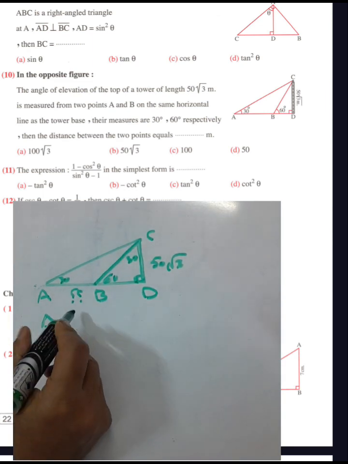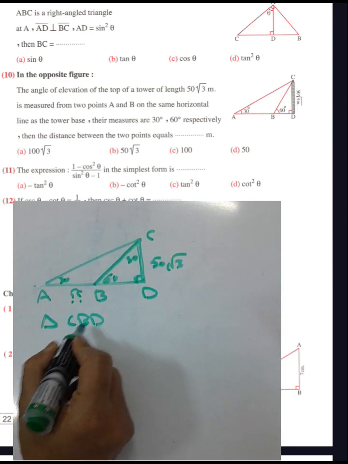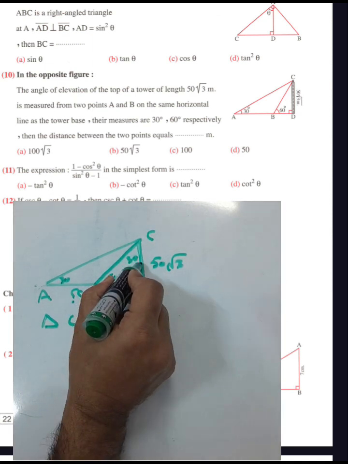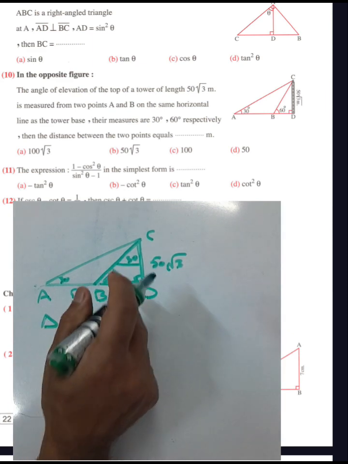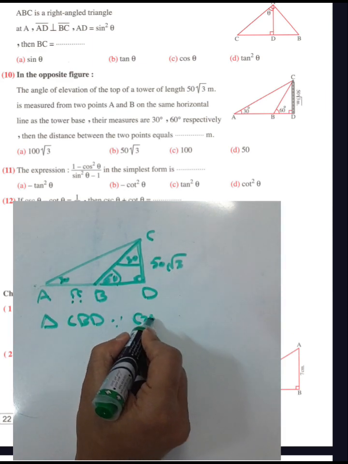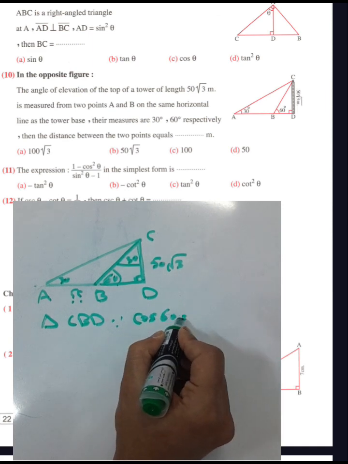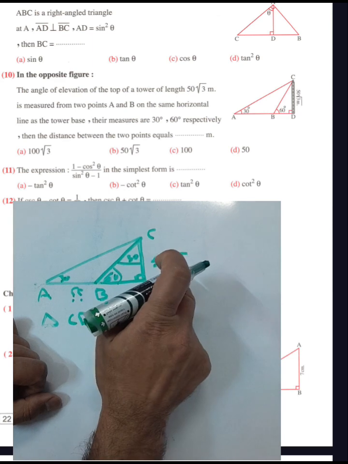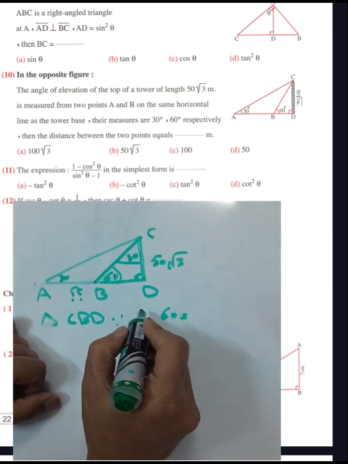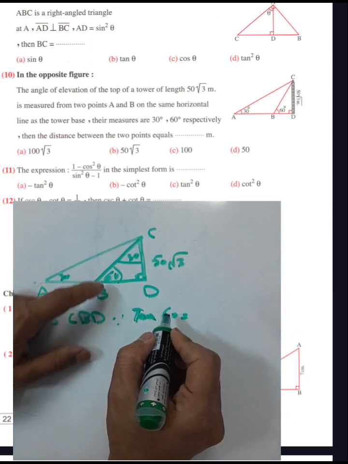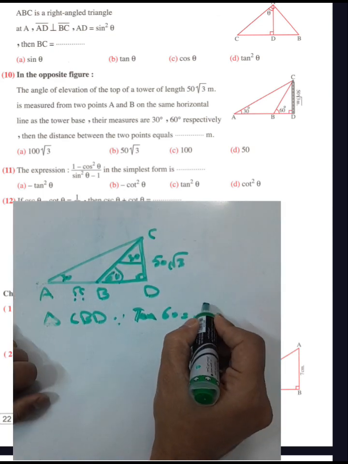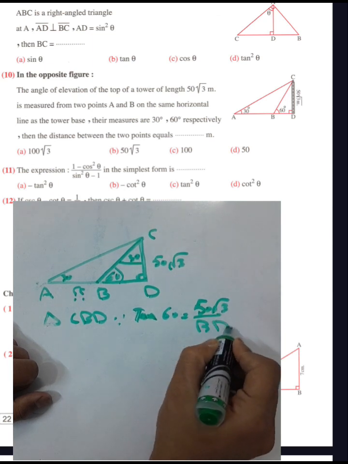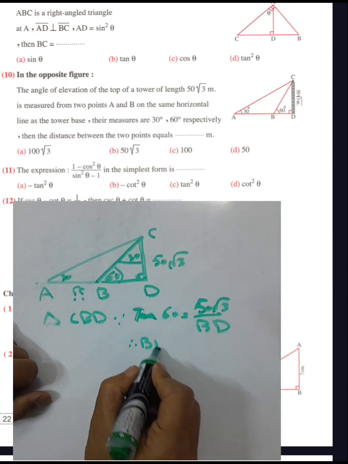First triangle CBD, such that we know this angle here is 30 and here 60. We can find BD by writing cosine 60. It's adjacent over hypotenuse, but we haven't got the hypotenuse. We have adjacent and opposite. We can write tan 60. Tan 60 will be opposite, right? 50√3 over BD.